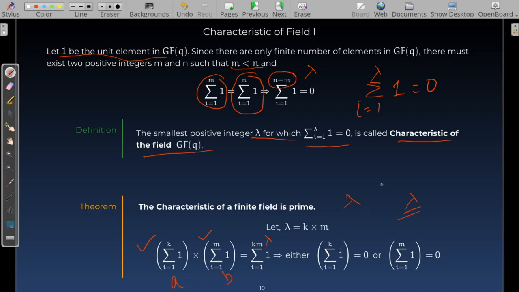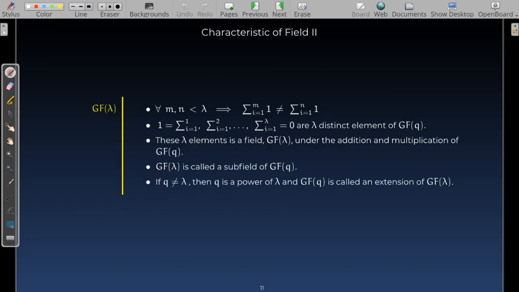That contradicts our definition that lambda is the smallest positive integer. What that implies is that our assumption that lambda is not a prime number is wrong. So lambda must be a prime number. Now next we have some of the features of this lambda.